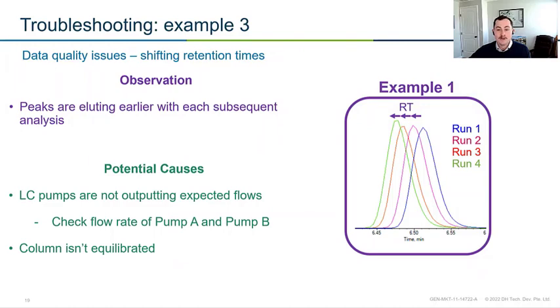So if you maybe shortened your method a little bit and eliminated some of that equilibration step, this could be an issue you're having, or just if this is the method you're building and you're seeing this. It's a really easy problem to fix. All we need to do is, on our gradient, add a little bit more time to that equilibration step. So when we come back down from that high organic to our starting conditions, add a minute or two. If you want, you can calculate exactly how much time you need to add. Typically 3 column volumes is enough to equilibrate your column. But if not, add 30 seconds to a minute and see if this problem persists.